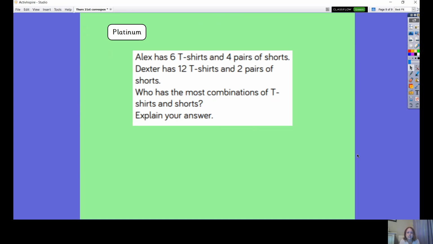Alex has 6 t-shirts and 4 pairs of shorts. Dexter has 12 t-shirts and 2 pairs of shorts. Who has the most combinations of t-shirts and shorts? Explain your answer. So exactly as before, you can use the numbers to show you how many combinations you think there are likely to be. And then when it comes to explaining your answer and proving your answer, you might have to draw me a table out to sort of show how you came to your conclusions.